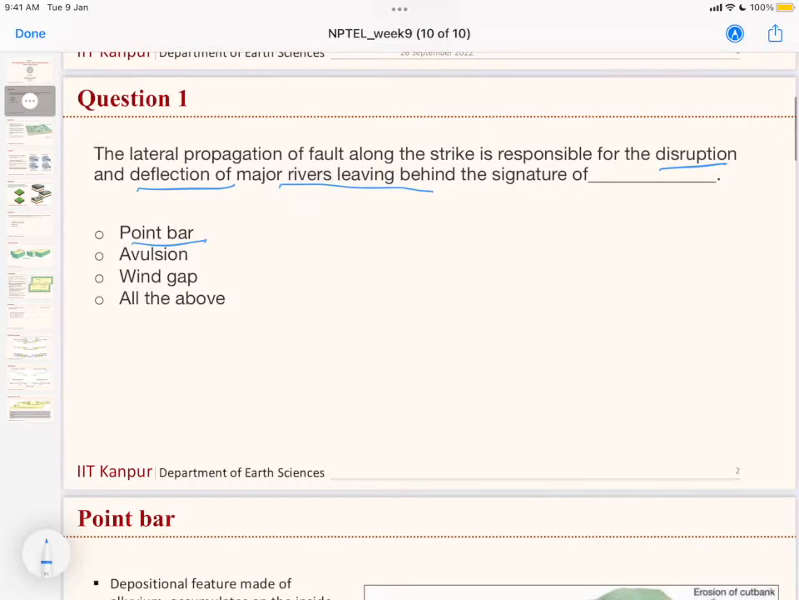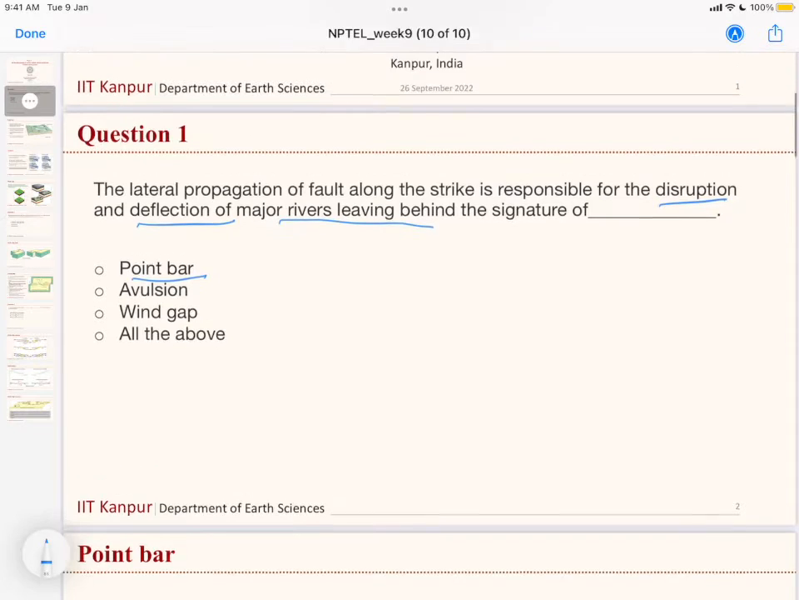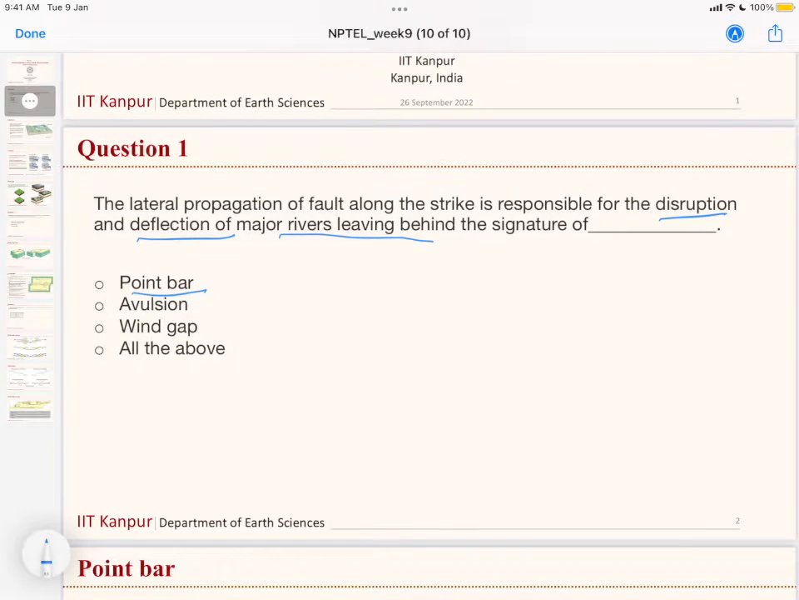Can anybody tell me what the point bar is? Yeah, at a particular point.